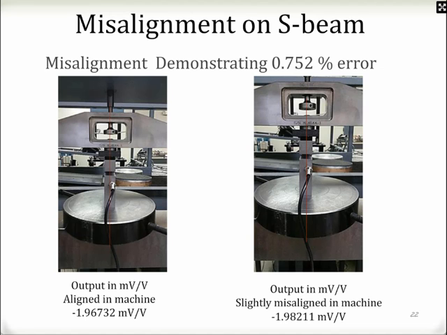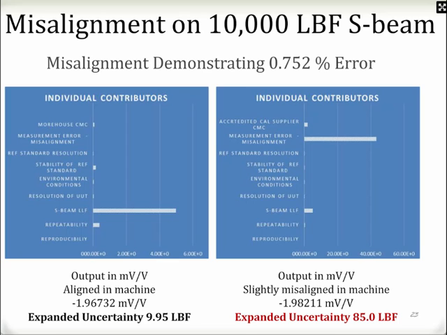If we look at this, the output in the aligned machine is negative 1.96732 millivolts per volt versus negative 1.98211 millivolts per volt when it's just slightly misaligned. So if we look at our individual contributor sheet using that Welch-Satterthwaite equation again, for the S-beam lower limit factor, in the column on the left where it's aligned, we do an ASTM E74 calibration and determine the lower limit factor. There's some information about that on our website. And we determine the expanded uncertainty for that measurement is 9.95 pounds force.